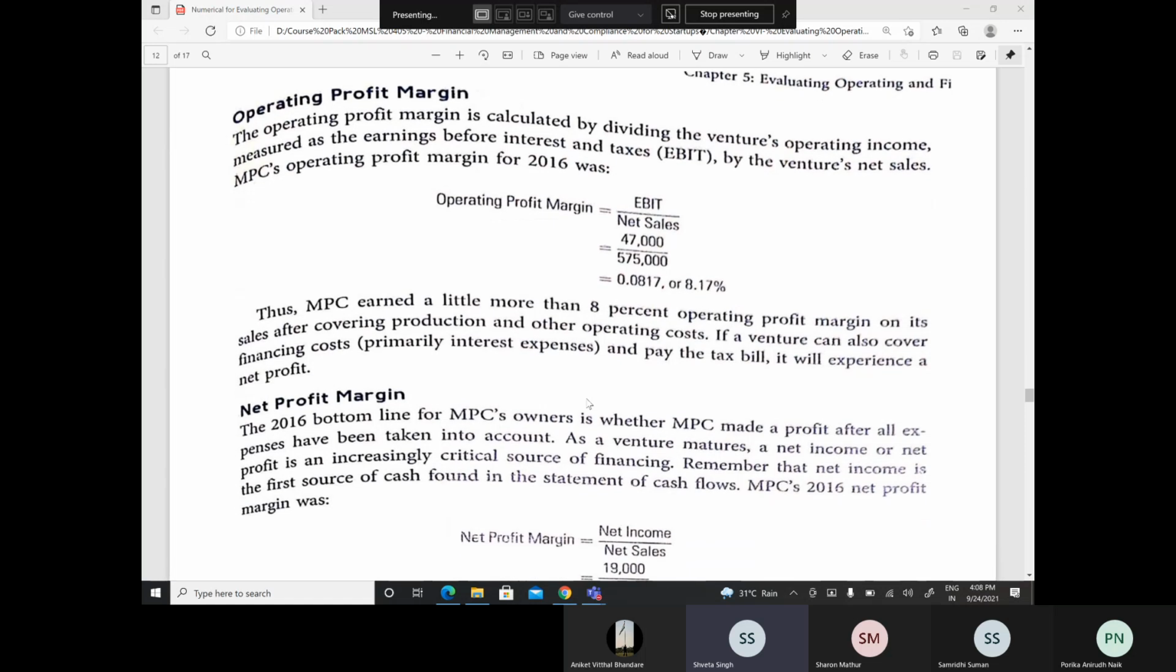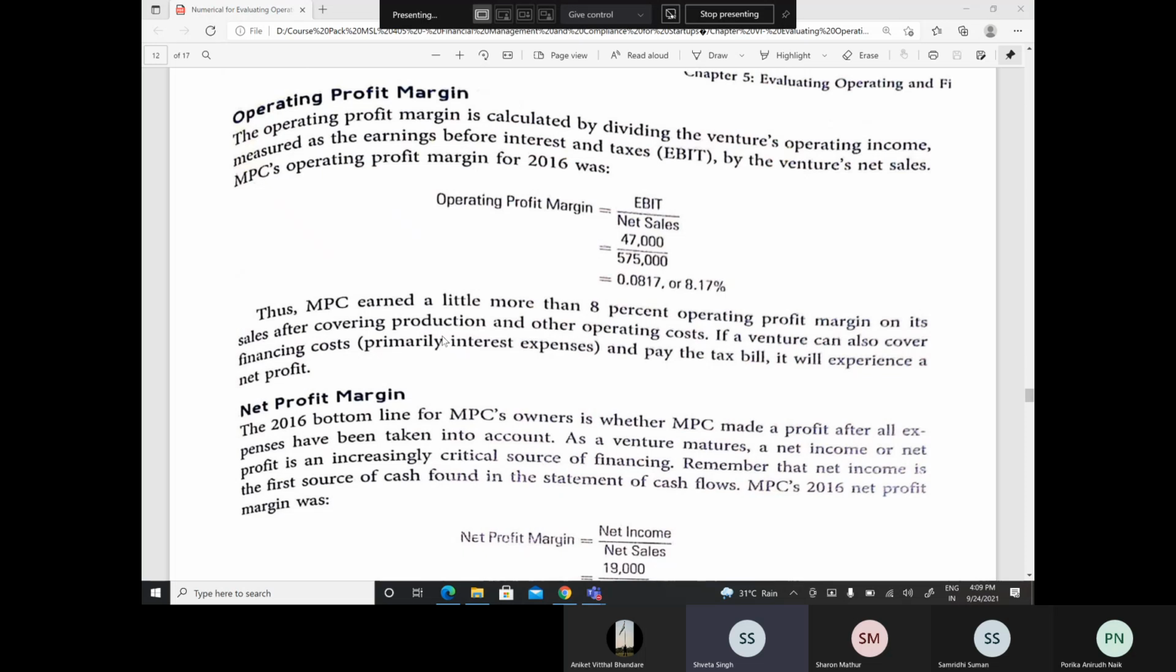Then the second ratio that we have is called operating profit margin. The operating profit margin is calculated by dividing the venture's operating income, measured as the earnings before interest and taxes, by the venture's net sales. So MPC's operating profit margin for 2016 was EBIT upon net sales, which is 47,000 divided by 575,000, which is equal to 0.0817 or 8.17%. Thus, MPC earned a little more than 8% operating profit margin on its sales after covering production and other operating costs.